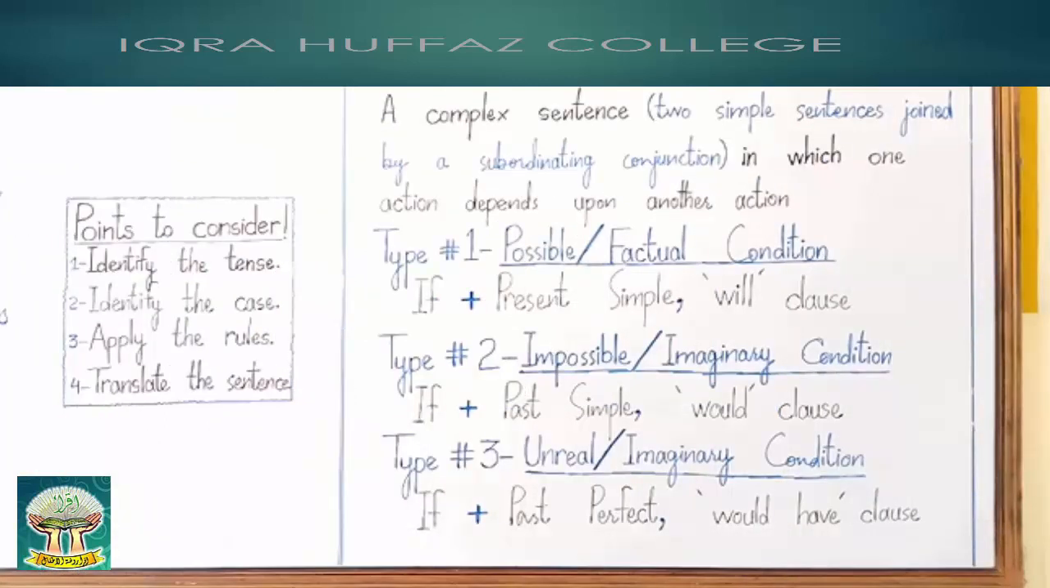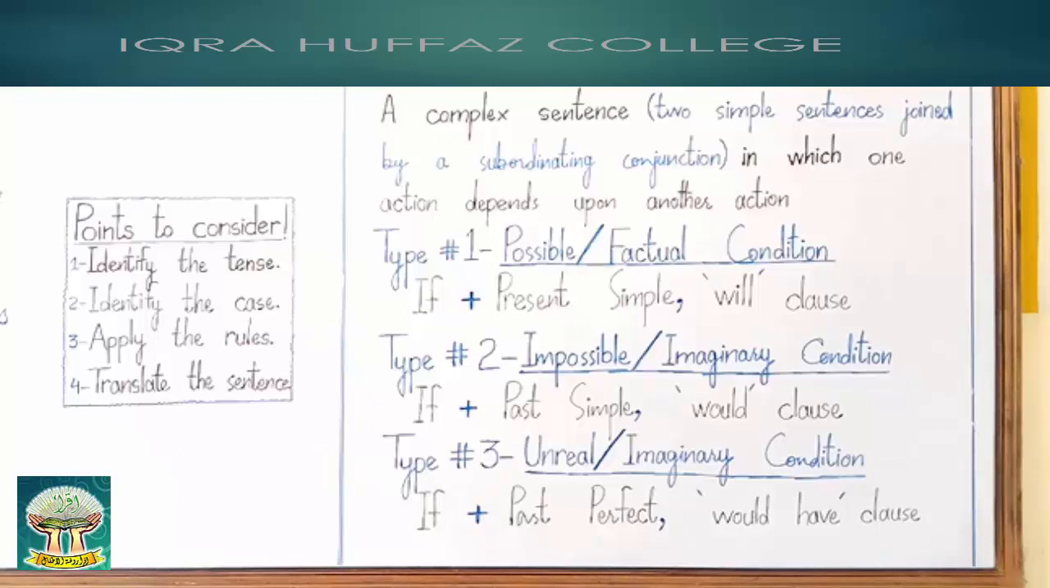What is a conditional sentence? A conditional sentence is actually a complex sentence. You remember we discussed compound and complex sentences? A sentence with two simple sentences joined by a conjunction is called either a compound or a complex. What is the difference between compound and complex? When these two simple sentences are joined by a subordinate conjunction, it is called a complex sentence. And when these two simple sentences are joined by a coordinating conjunction, it is called a compound sentence.